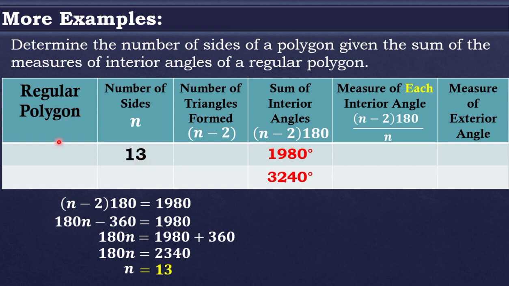So, makukuha mo na yung polygon. Anong polygon yan? 13-gon. Okay? Makukuha mo na rin yung triangles na na-form. Magma-minus 2 ka lang. So, that is 11. Pwede mo i-check. 11 times 180, dapat ito ang makuha mo.